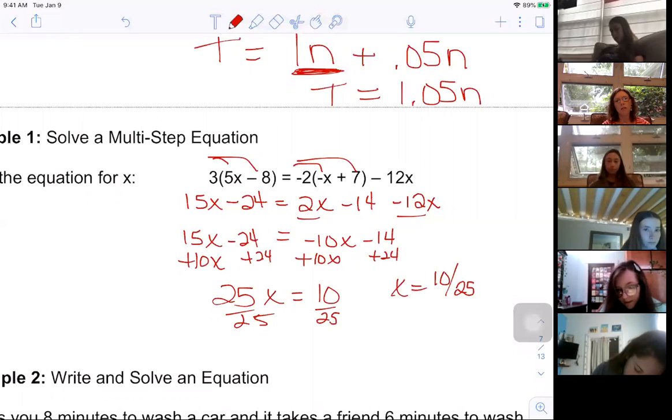So yes, the only answer will be a fraction. If the fraction can be reduced, make sure you reduce it. Don't just leave it as 10/25. So I would reduce this as 2/5.